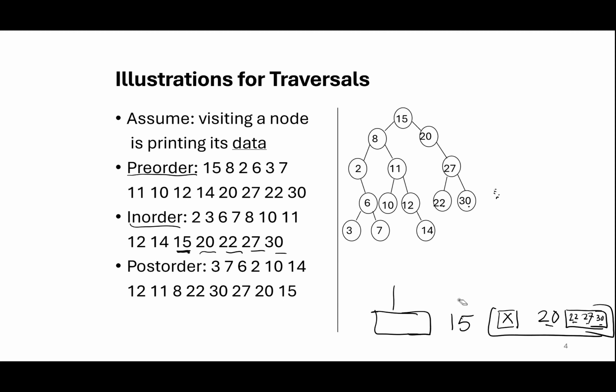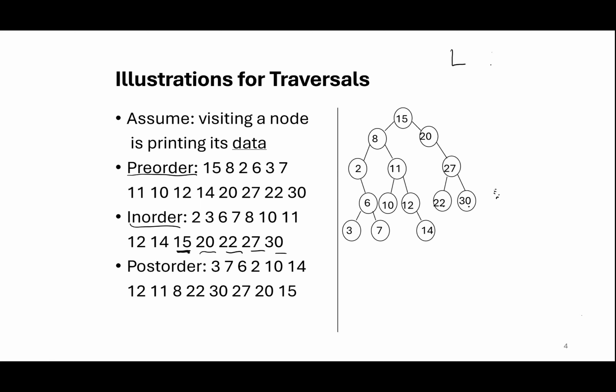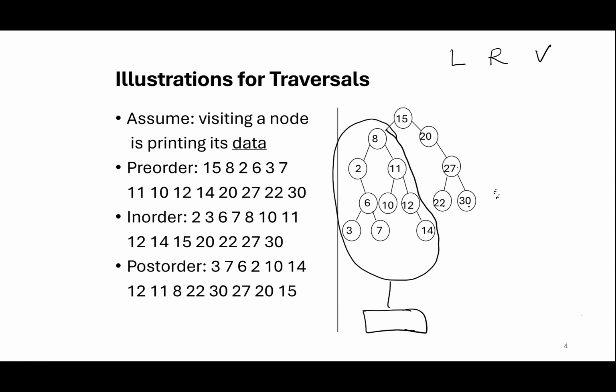Now let's try to do it post-order. Post-order means I will do left and then right, and then I will visit the root. So that means I will do first this one, then I will do this one, and finally I will visit the root. So left, right, and visit the root. So 15 goes last. You see that?